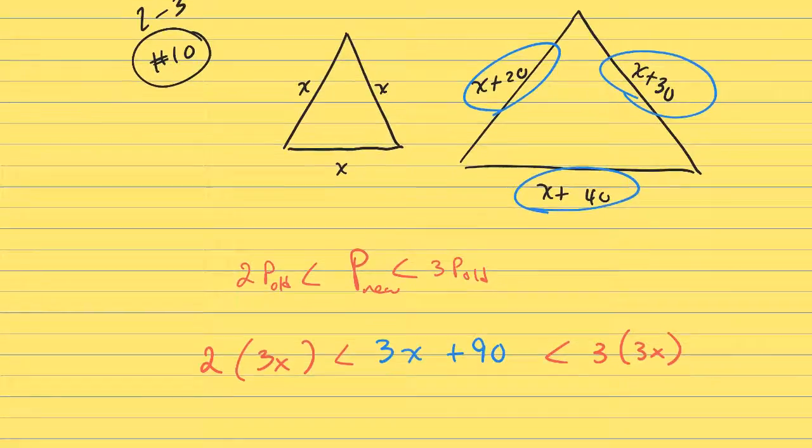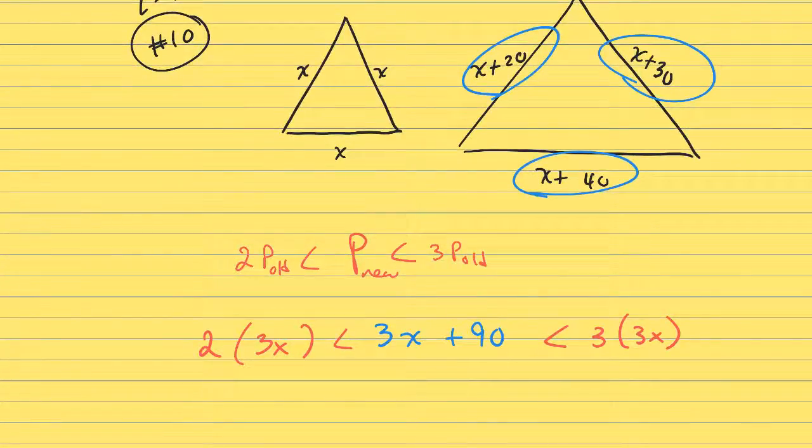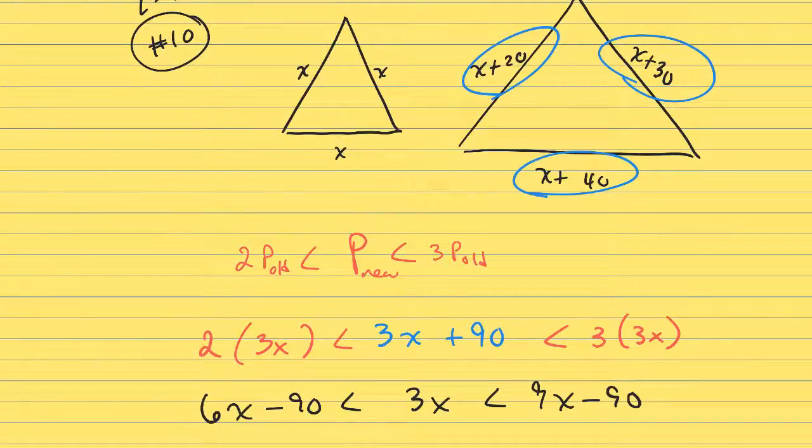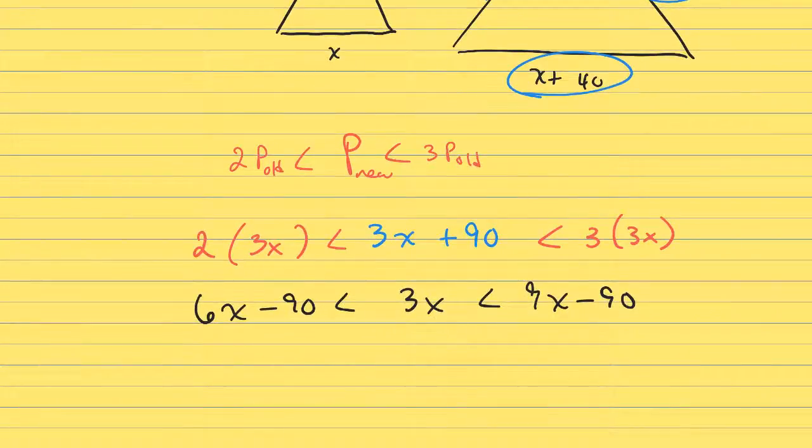You could subtract 90 from both sides. Subtract 90 from both sides? Yeah. Okay. So we have 6x minus 90 less than 3x, less than 9x minus 90. Okay. Divide by 3, so then you get 2x minus 30 is less than x, which is less than 3x minus 30.